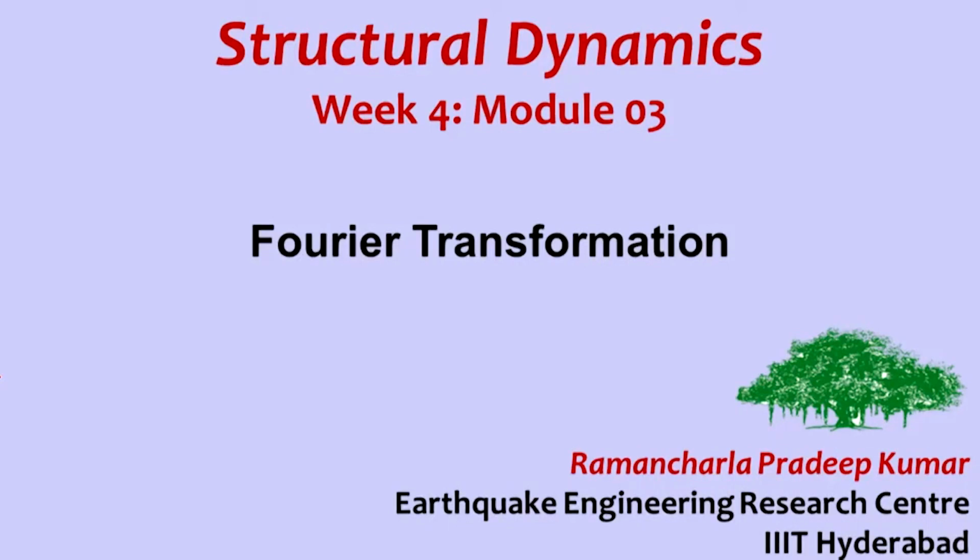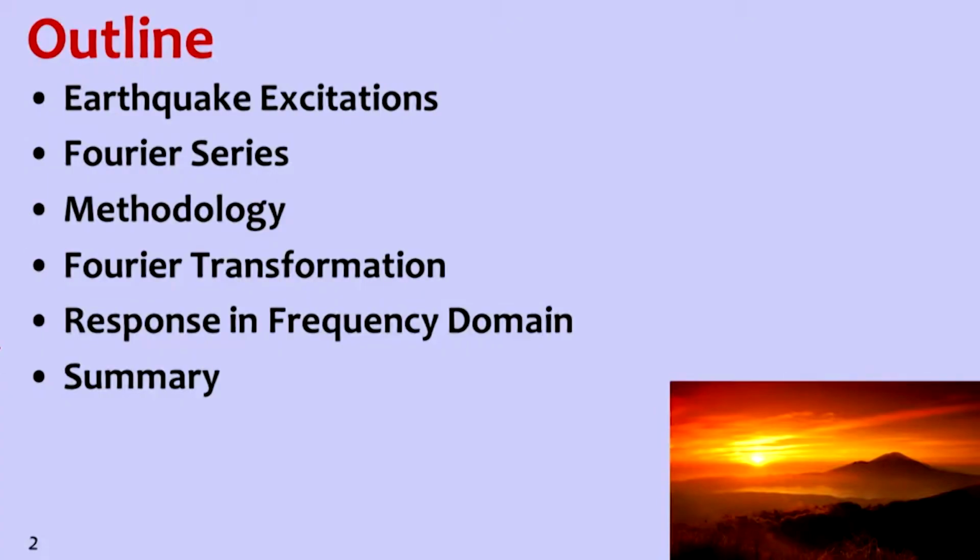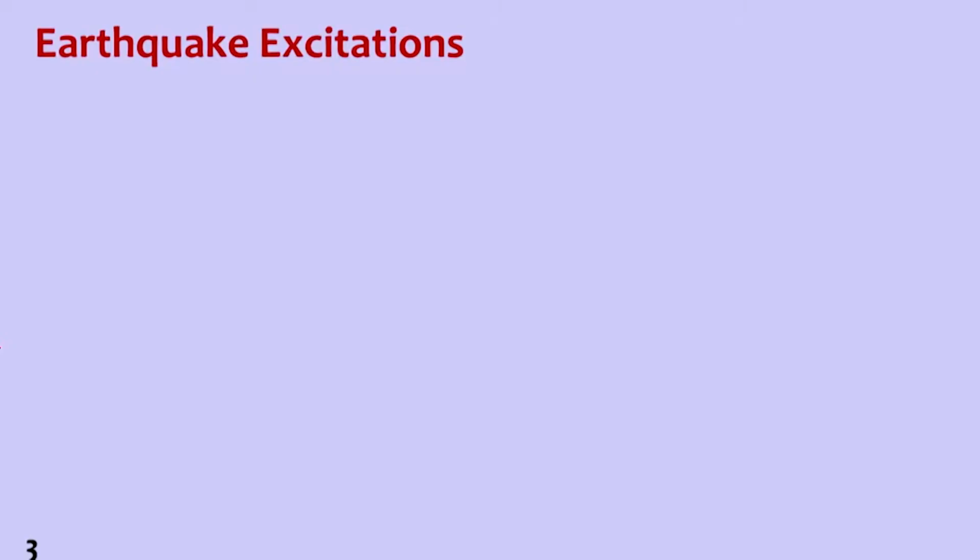How do we use transforms to convert the differential equation into an algebraic equation and solve it? Before going into the transform method, let us first understand what a Fourier series is, how earthquake excitations act, how an earthquake is exciting the building, and then how we write the equation of motion for that, and finally the solution of this dynamic equilibrium equation in the frequency domain. First, let us discuss earthquake excitation.